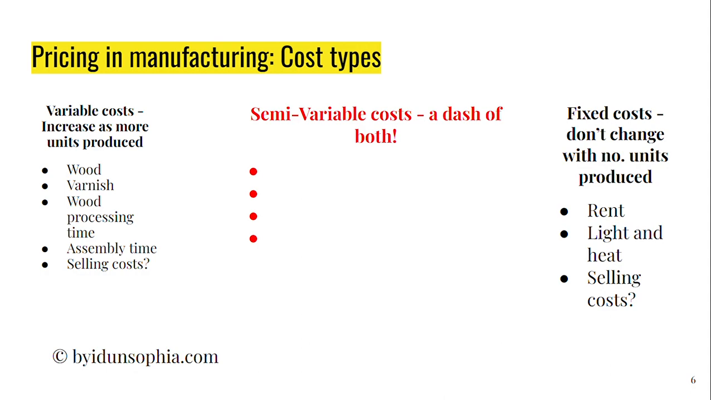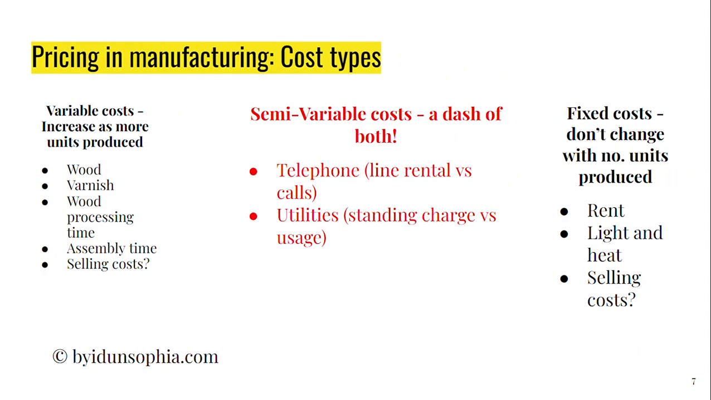I thought of these two. So telephone, a landline, you might get your line rental versus calls. Utilities, you might get a standing charge versus your usage. When you start budgeting, you may not want to go into this level of depth. You might just want to say, do you know what? I know I always pay £30 a month for my mobile. So that's that. Let's move on. So update your student workbook and let's move on.